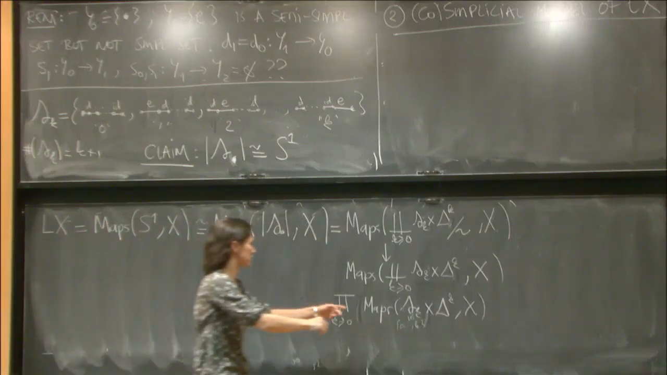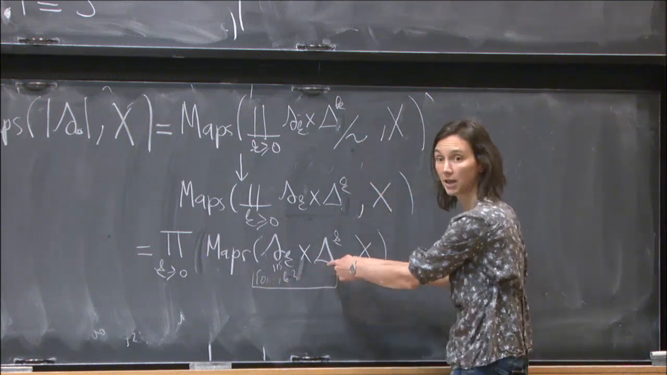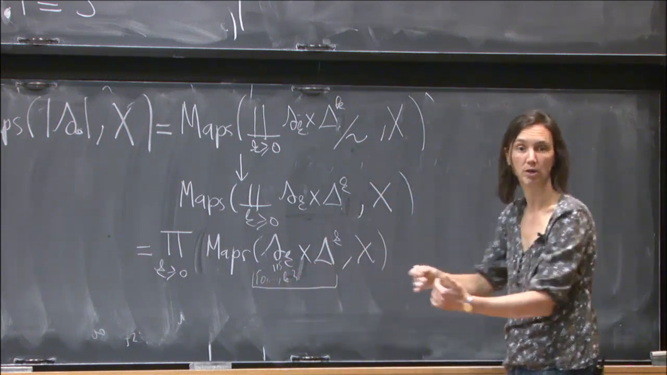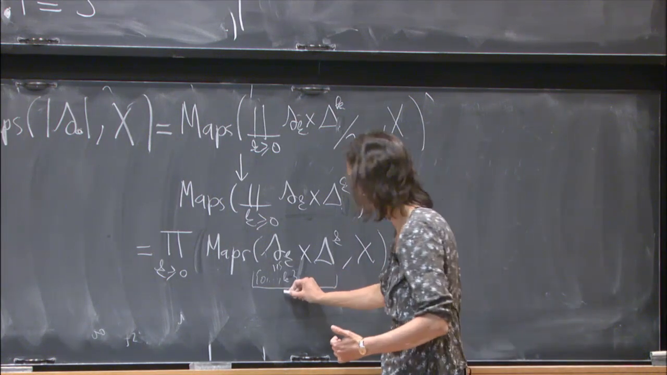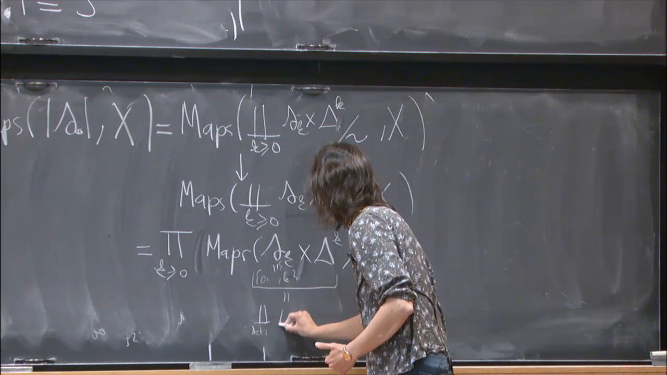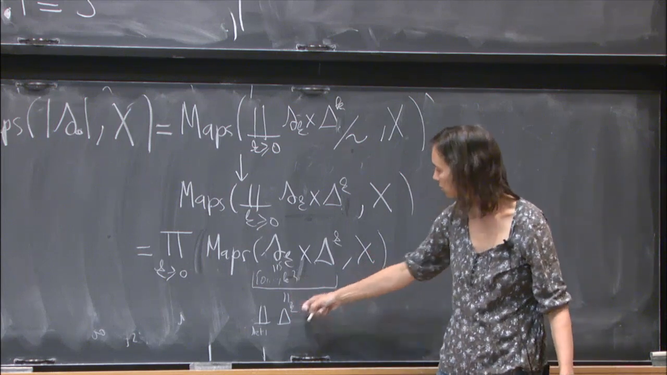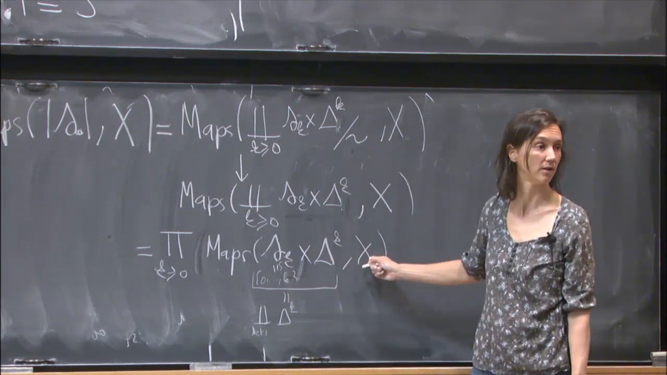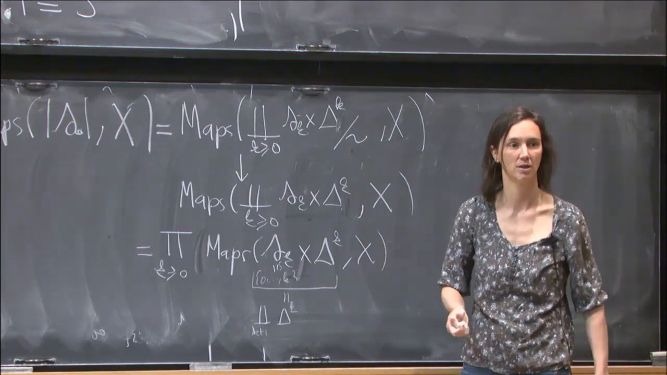So what is this? A product of a set of k plus 1 elements with delta k. This is k plus 1 copies of delta k. Okay, so this is a disjoint union of k plus 1 copies of delta k. So again, I'm giving you k plus 1 maps from delta k into X. Same thing, but now I want to write them in a different manner.